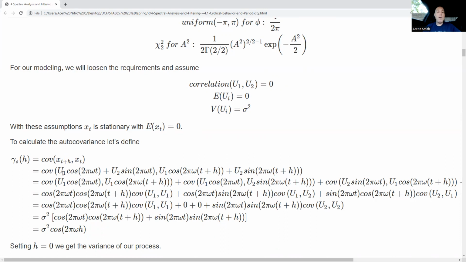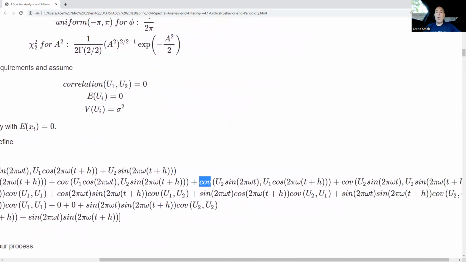So I copy and paste the formula into here. Here's x sub t. Here's x sub t plus h. Now I realize I have a covariance of a sum and a sum, so I can simplify this by breaking it up into 4 sub-covariances. I've got a covariance here, a covariance here, a covariance here, and it's so wide it won't even fit on the screen, and a covariance here.